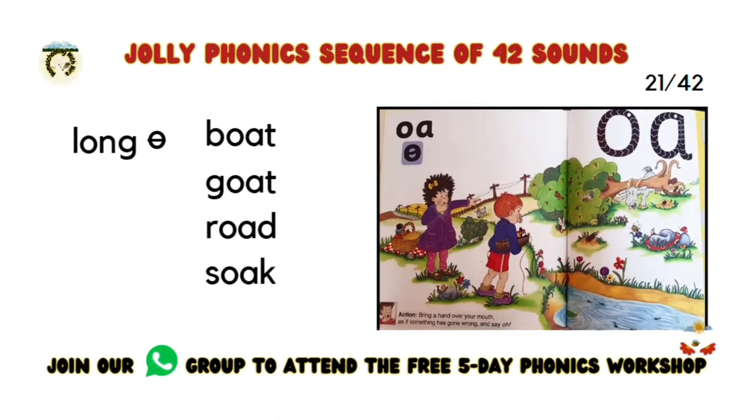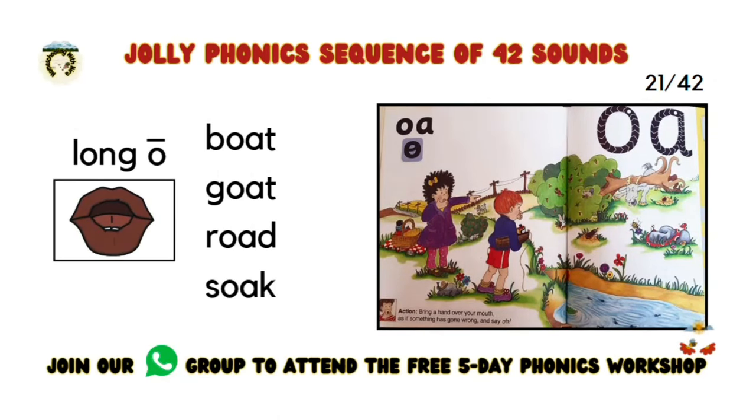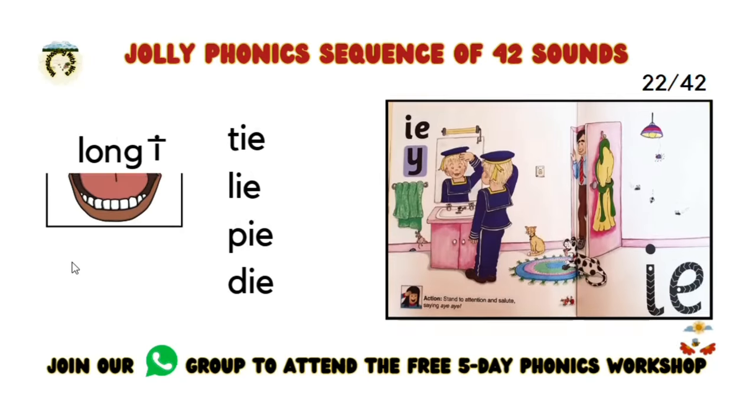Next we have the long O sound. This is again a long vowel and it's a diphthong too, because when we say O, again our mouth changes its position. You make a hole with your mouth and then you open it wide. Later, make it narrow. As in boat, goat, road, and soak.